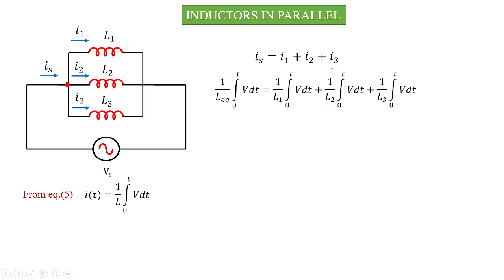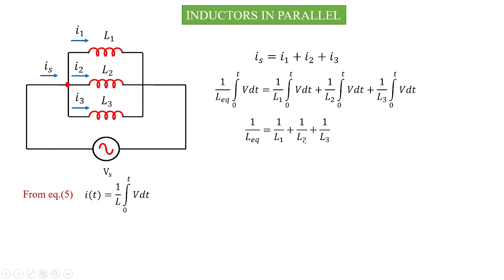I3, and substituting the values for the respective currents in these parallel branches, we get 1 by L equivalent equals 1 by L1 plus 1 by L2 plus 1 by L3. Since the voltage in parallel remains the same, the integration with respect to the voltage over time on the left hand side and the right hand side will get cancelled, and we remain with the L equivalent formula for the combination of L1, L2, L3 in this way.